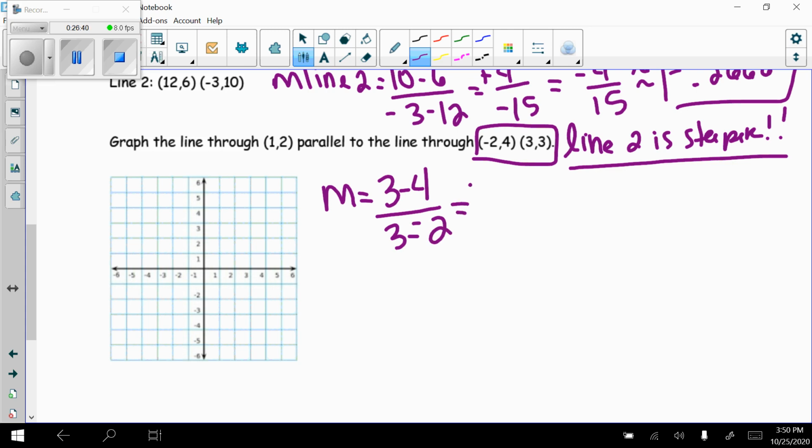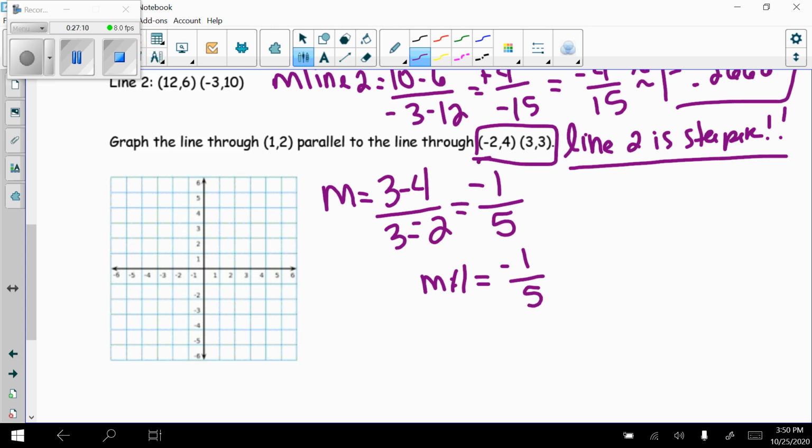3 minus 4 turns to -1. 3 minus -2 turns to 3 plus 2, which is 5. -1 and 5. I cannot reduce that any. So now I need to know what is the slope of my parallel line. Remember, parallel lines have what kind of slopes? The same slopes. So my parallel slope is also -1/5.